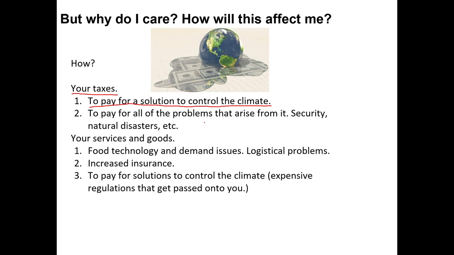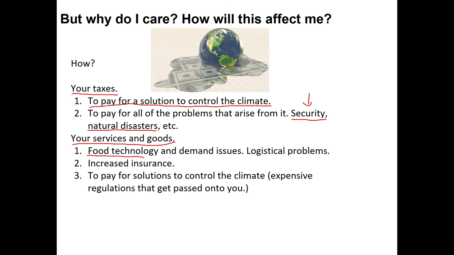You levy taxes to pay for all the issues that arise from it. Security, like I mentioned. This is basically military is what I'm talking about. Fixing the problems from the natural disasters this creates, the larger storms, the worst droughts. Your goods and services will increase in prices.